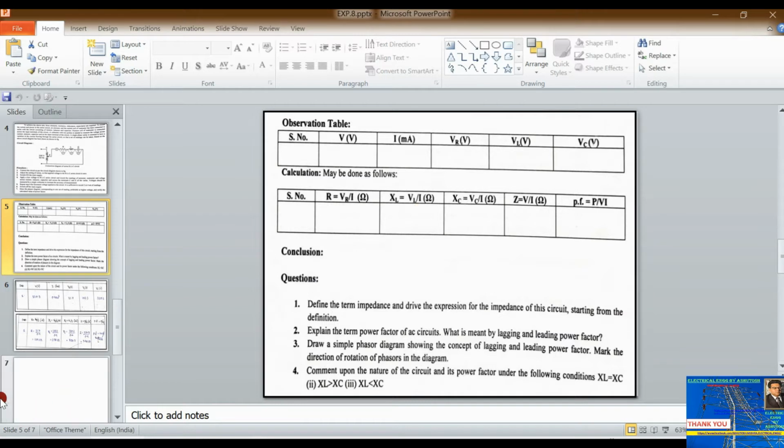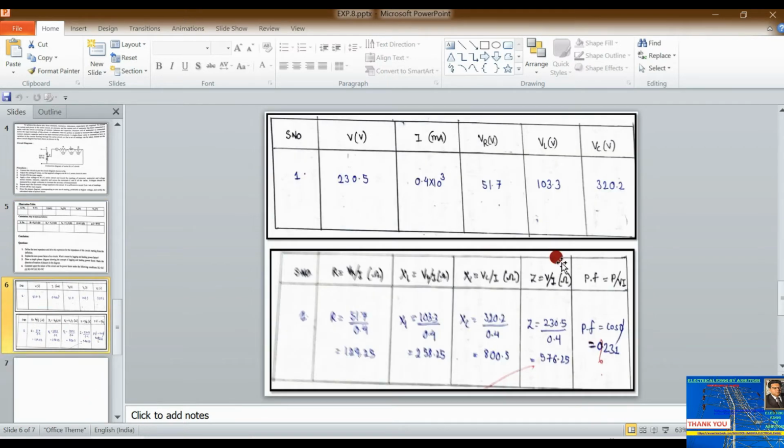And how will you perform? So these are the actual readings. By calculation, I have taken this from the student's copy. You can see this is the actual lab reading, the reading provided by the lab. You can see this is the supply voltage, this is voltage across resistor, this is voltage across inductor, this is voltage across capacitor.